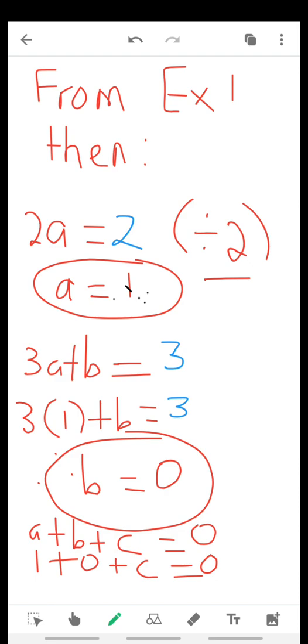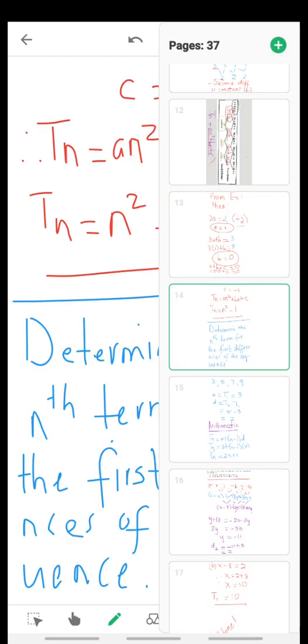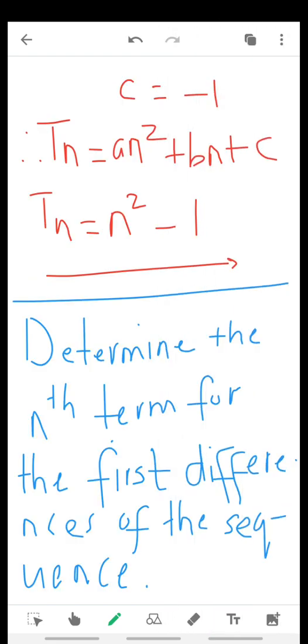So far I have A, I have B. Now I'm short of C. How do I find C? We said A plus B plus C is equal to what from example 1? 0. We know A is 1, plus B is 0, plus C equals 0 from example number 1. Then finding C, our C became -1.